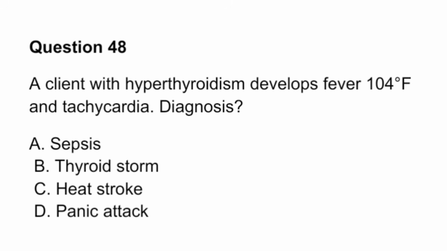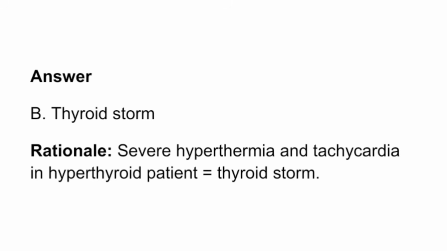Question 48. A client with hyperthyroidism develops fever 104 degrees Fahrenheit and tachycardia. Diagnosis: A. Sepsis. B. Thyroid storm. C. Heat stroke. D. Panic attack. Answer: B. Thyroid storm. Rationale: severe hyperthermia and tachycardia in hyperthyroid patient equals thyroid storm.